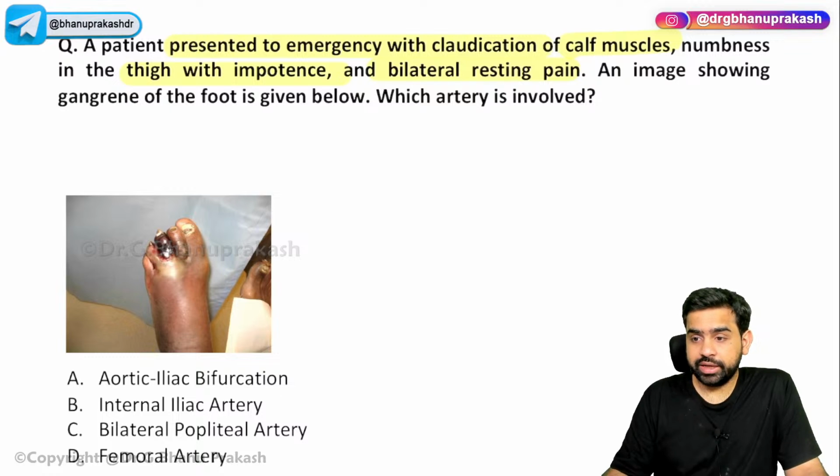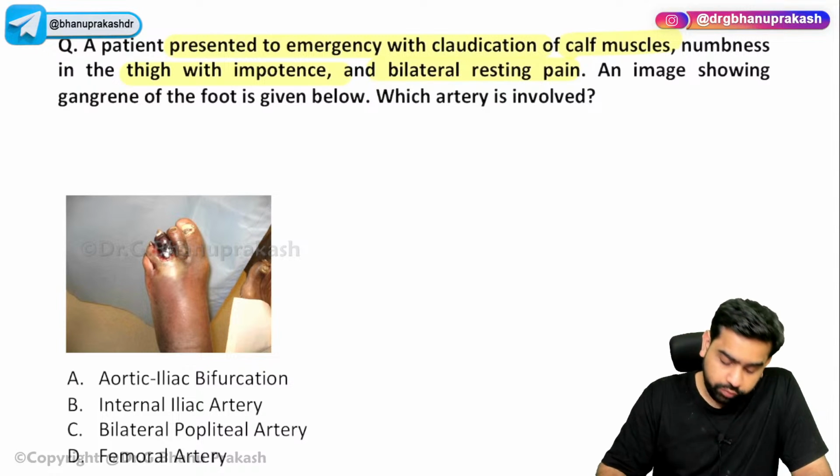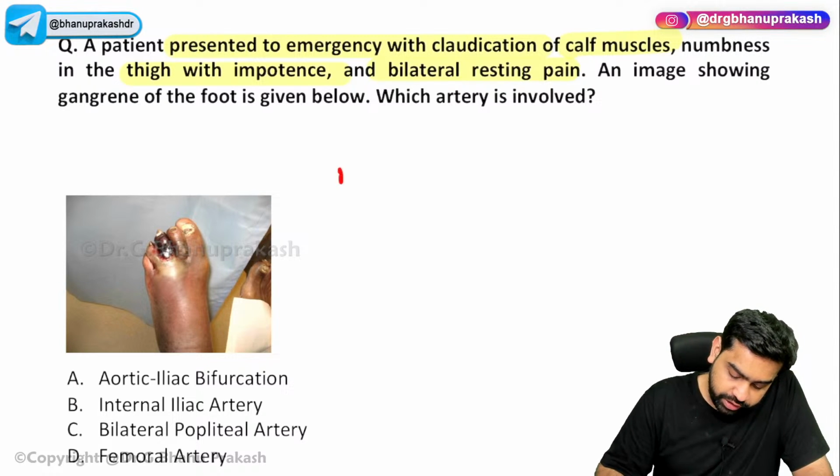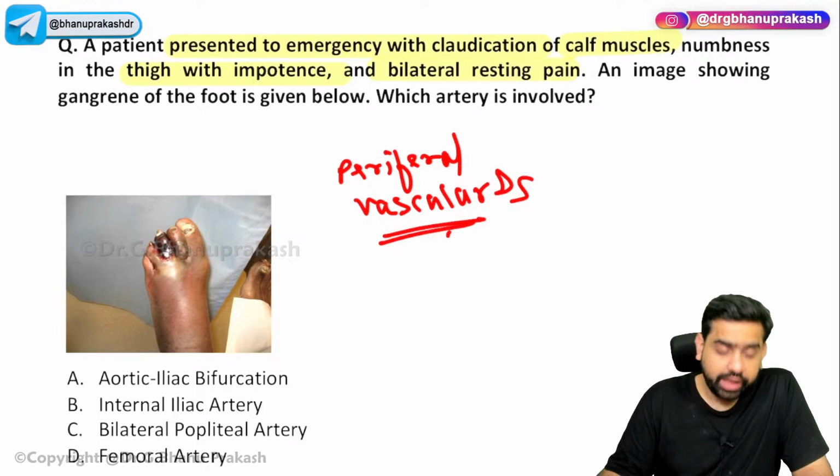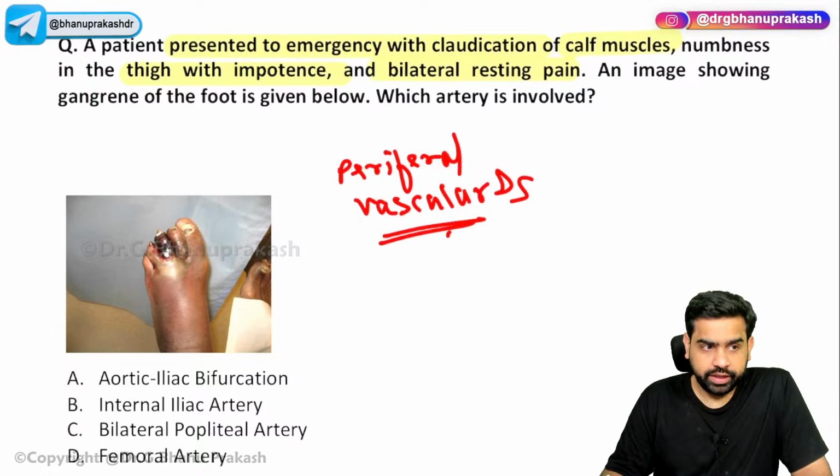The diagnosis of this particular patient is PVD. It is a peripheral vascular disease. Yes, absolutely right.